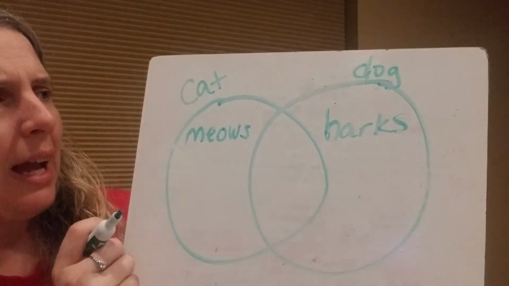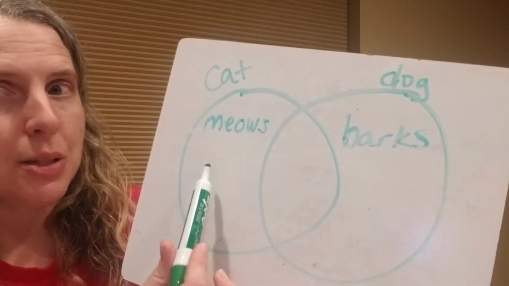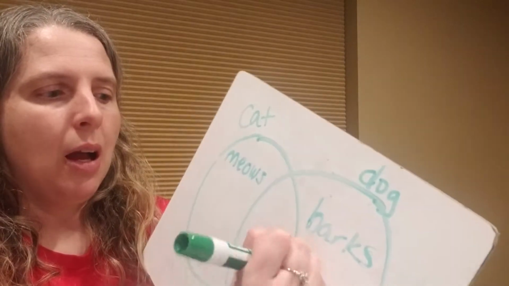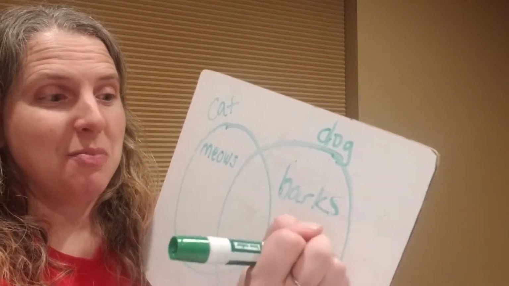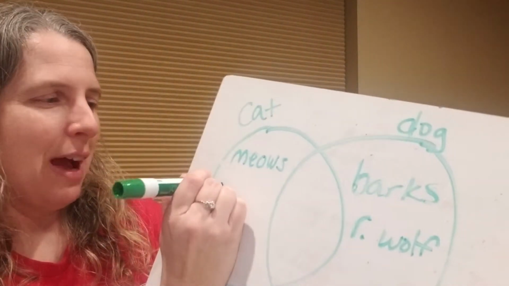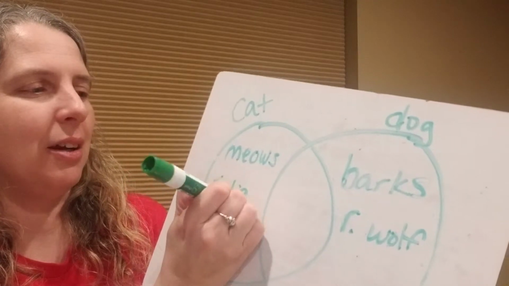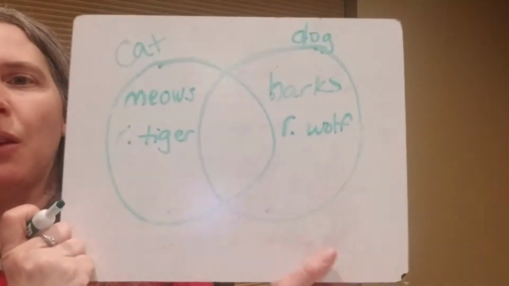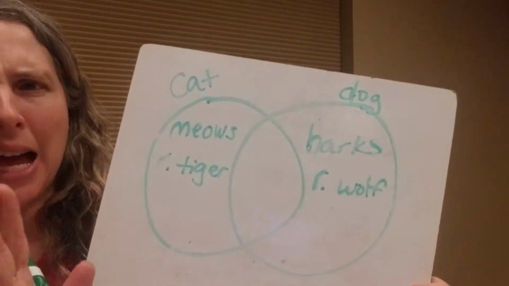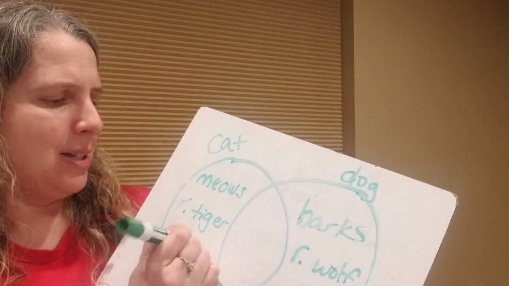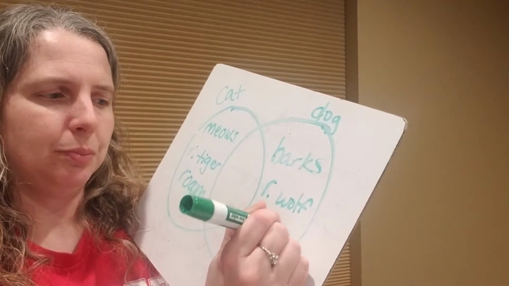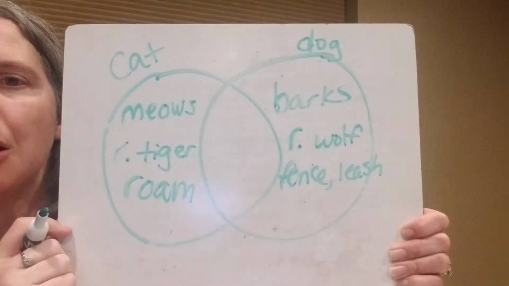Okay? I could say something like a cat is related to a tiger, but a dog is related to a wolf. Okay? For the sake of you watching me, I'm just using R for related, but don't do that. I'm trying to go fast. Related to the tiger. Okay? Another difference might be that cats roam free. Like people just leave them outside and let them roam. But a dog, for the most part, has to be in the fence or on a leash. Okay, those are things that are different.